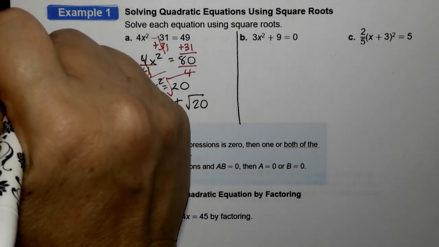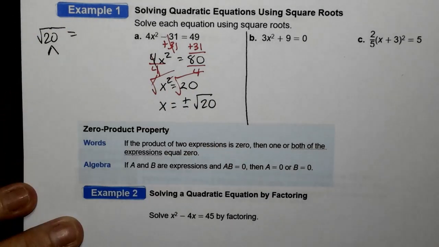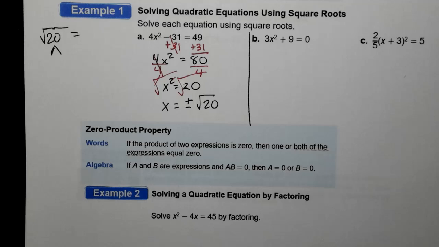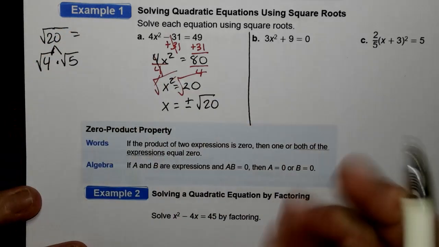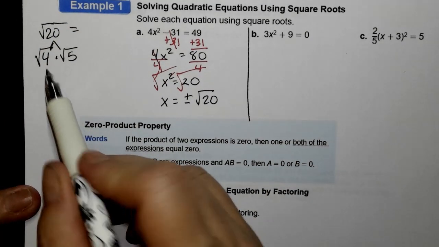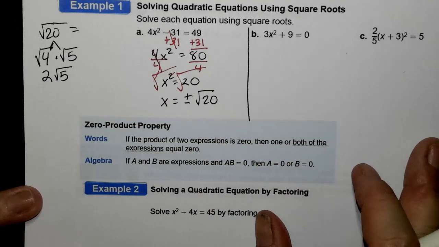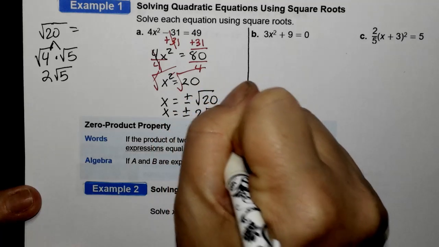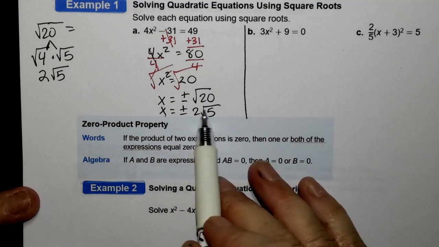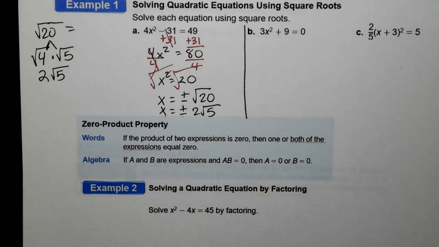Okay, so what does the square root of 20 equal? We have to think about two factors of 20 where one of them is a perfect square. So two numbers that you can multiply together to get 20, where one is a perfect square. If you thought about 4 times 5, great idea. Now we can find the square root of 4. That is 2, and we're doing 2 times the square root of 5. So our answer is plus or minus 2 square root of 5. Technically our solutions are positive 2 square root of 5 and negative 2 square root of 5. So we do have two solutions.